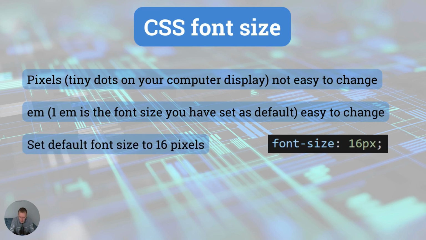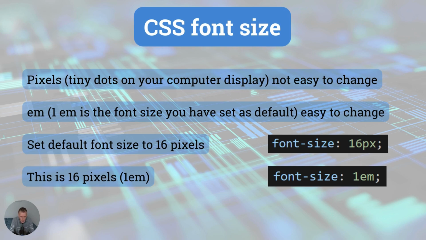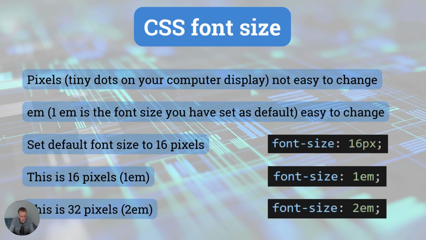You can set your default font size to 16 pixels, like so. Font size, 16 pixels. This is 16 pixels, 1 EM. You can see on the right, if we go down into the CSS somewhere and change our font size to 1 EM, it stays at 16 pixels. Now the font is going to be 32 pixels. We have set the font size to 2 EM.